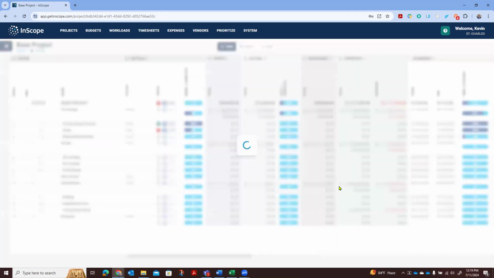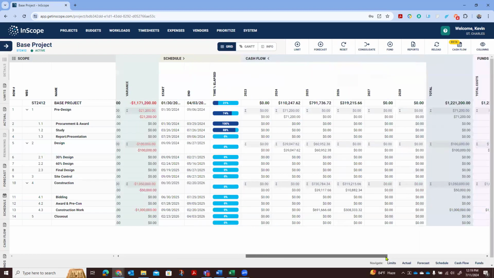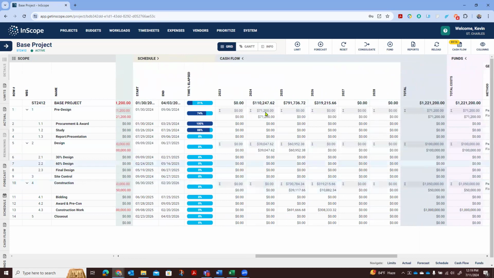Well, these things are exactly what I've connected my costs to. So as I'm making updates to my schedule, if I come over here to my cash flow, I'm seeing exactly what my cash flows look like. This is what my costs look like over time. This is what I'm going to be incurring over time.